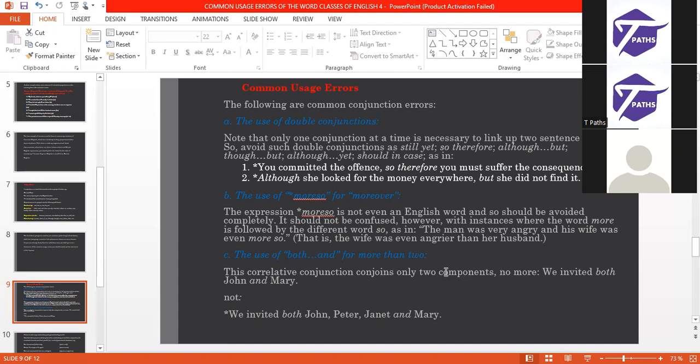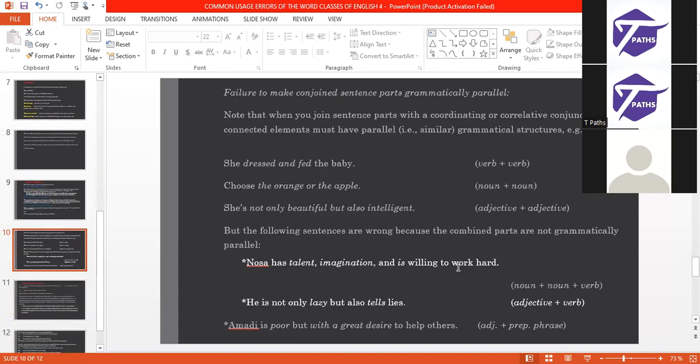The next one is the use of both and for more than two, all right. Look at this example. We invited both John, Peter, Janet, and Mary. How does it sound? All right. Rather than saying we invited both John and Mary, this speaker said we invited both John, Peter, Janet, and Mary to our house. Okay? Failure to make conjoined sentence parts grammatically parallel, okay, will lead to failures.